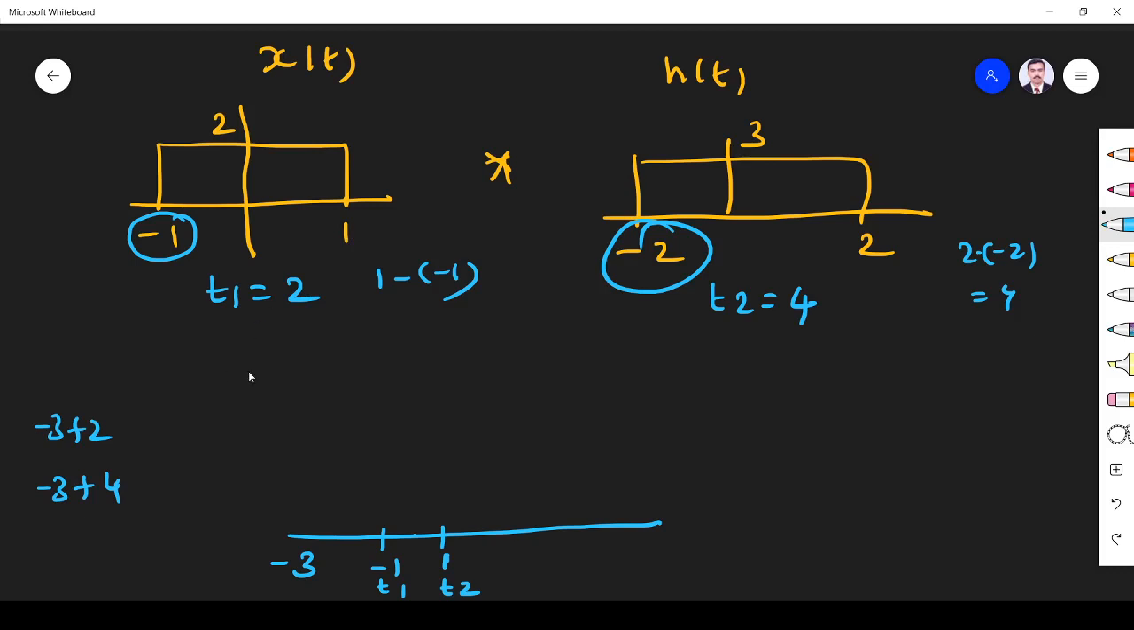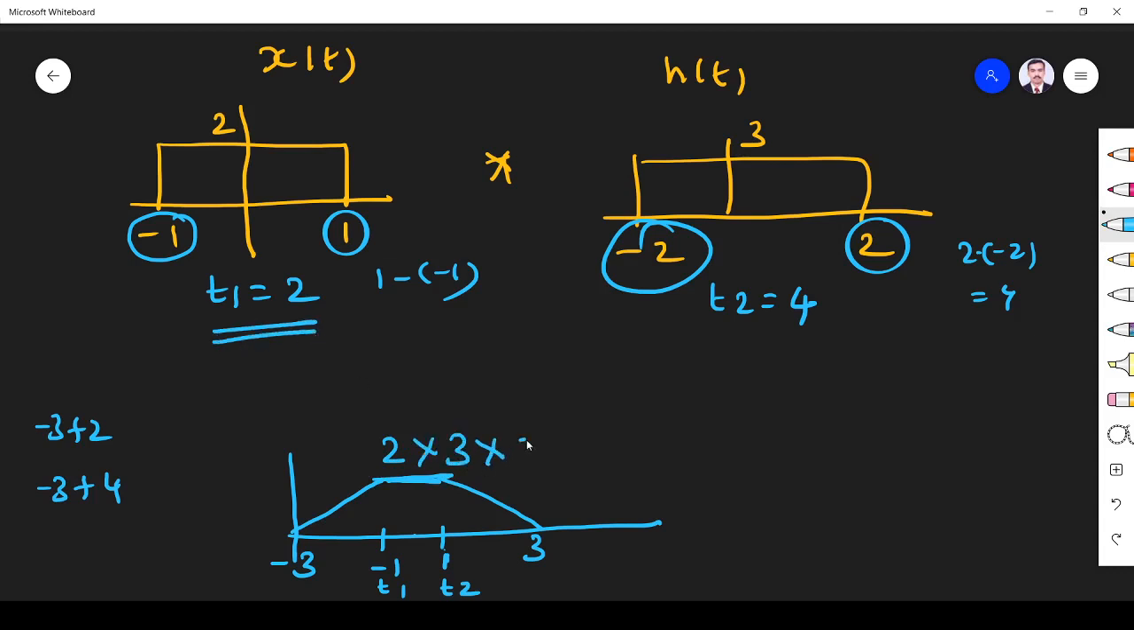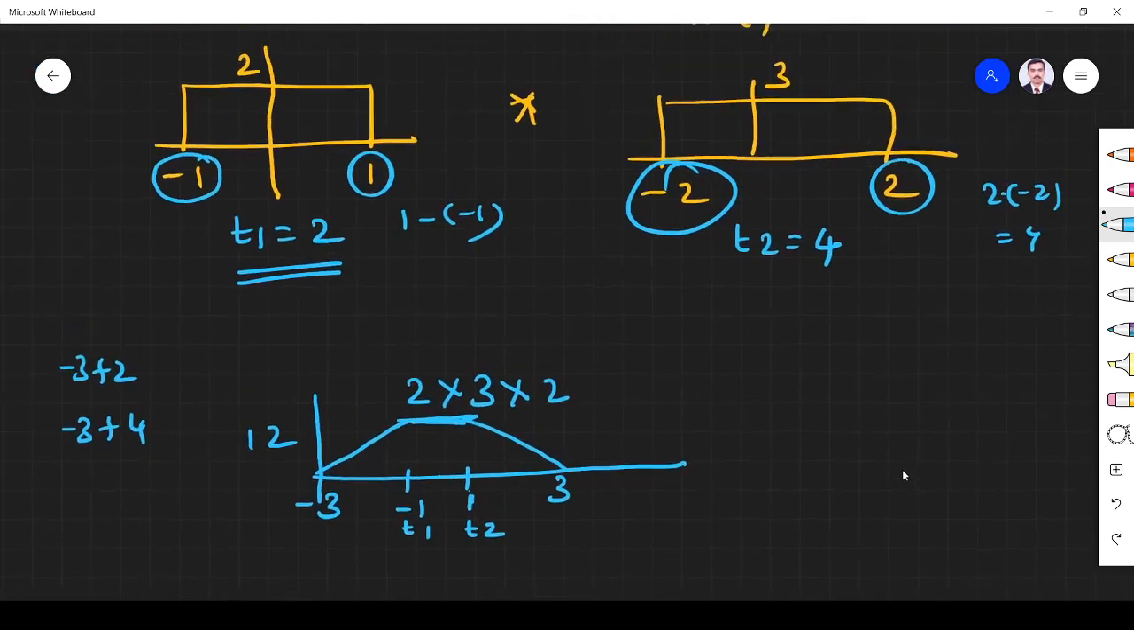Okay, what is the thing? You add both the values. The end point: this is 1, this is 2, so 1 plus 2 is 3. Clear? So minus 1, plus 1, and 3 may be here. So you go from here to here, then you come down. This is the trapezoid. What is this amplitude? The amplitude of x is 2, the amplitude of h is 3, multiplied by the t1 value 2. So 6 into 2 is 12. This is our answer, right? In this way we can solve the problem.